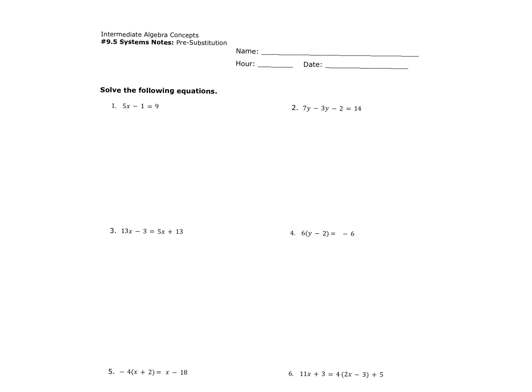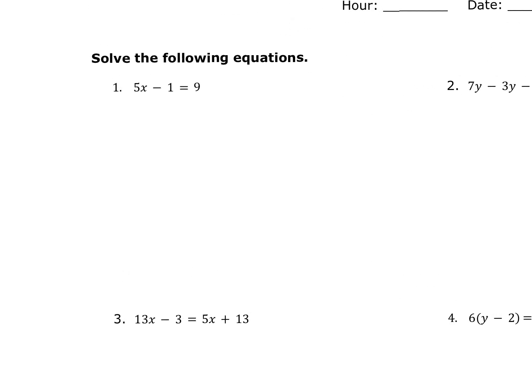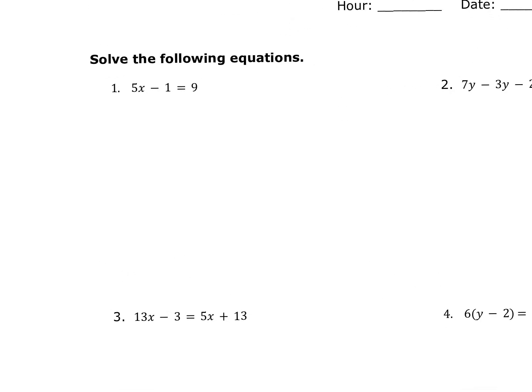Everyone, today we're going to be working on 9.5 system notes pre-substitution. So when we start, we're going to start with number 1. And remember, you want to get your variable or your letter all by itself. So you have your equals sign and you have a left side and a right side. I want to get my x all by itself on the left side. So in order to do that, I have to get rid of that -1 first.